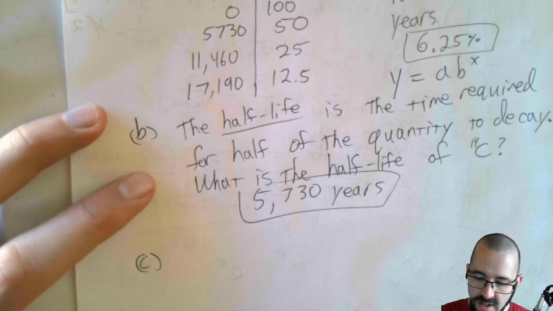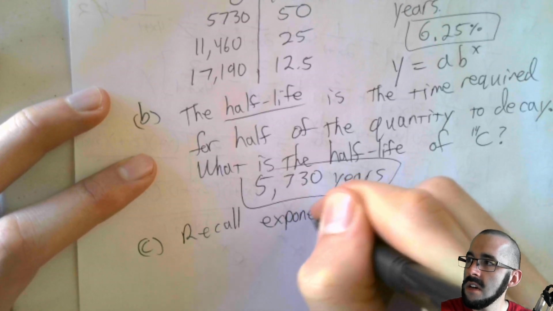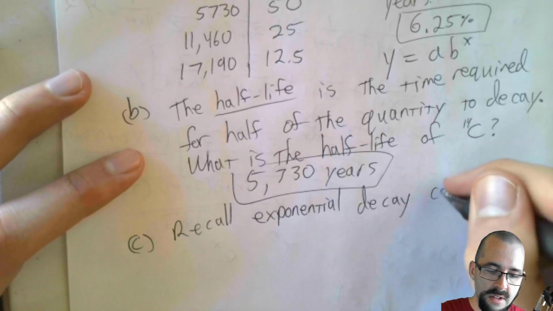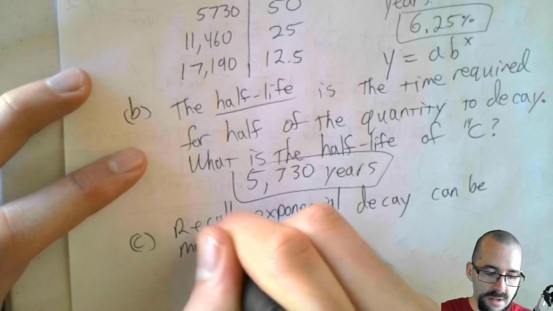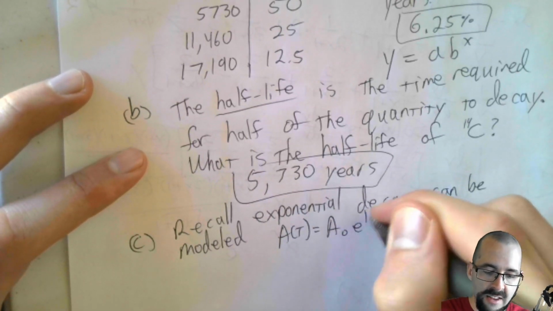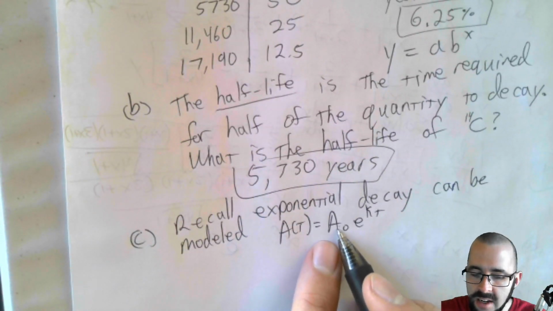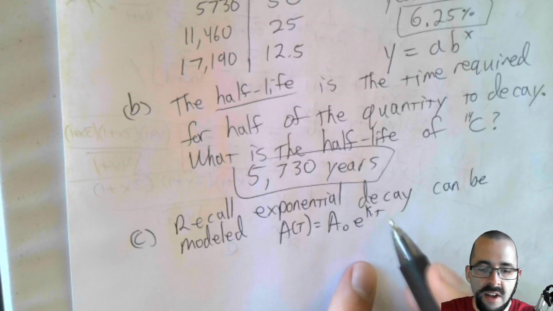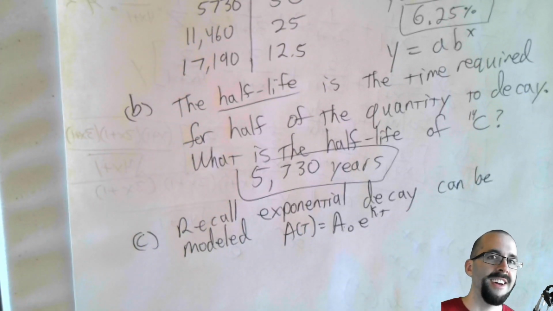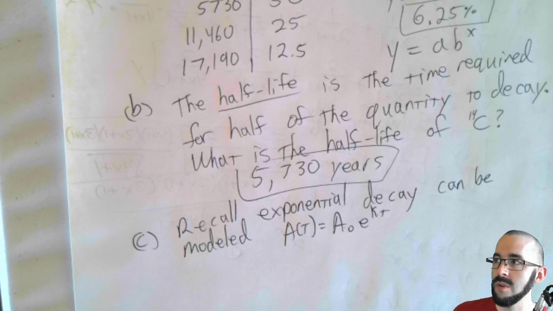All right, we can do more problems with this. Part C. Recall that exponential decay can be modeled by A of t is equal to A naught e to the kt. In a previous section, we used different letters. I think we used a P right here, and an R right here. And remember we said if our rate, in this case our k, is negative, it's exponential decay. If our k value or our rate is positive, then it's exponential growth.